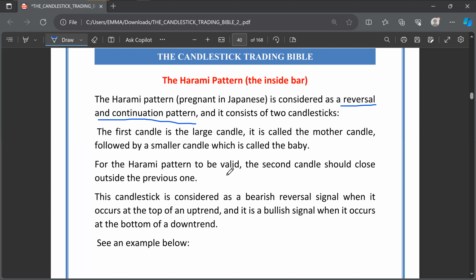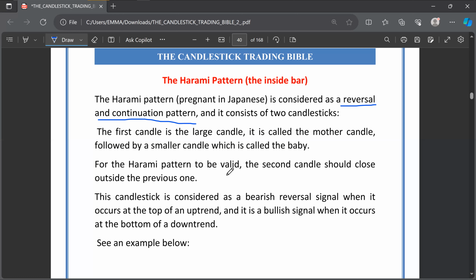For the Harami pattern to be valid, to know that this is a correct Harami pattern, the second candle should close outside, should close inside the previous one.